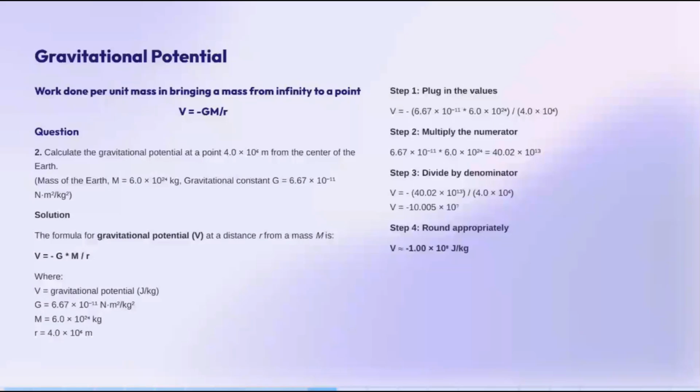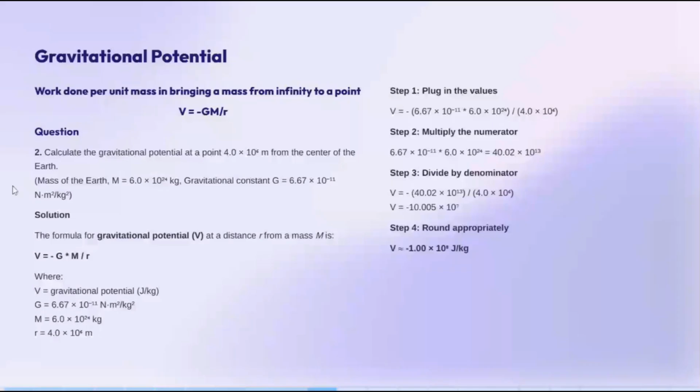So now we have our example here, seeing how the questions come out under gravitational potential. The question says: calculate the gravitational potential at a point 4 times 10 to the power of 6 meters from the center of the Earth. They're giving us the distance between the object and the Earth, our R. So we need to find the gravitational potential.